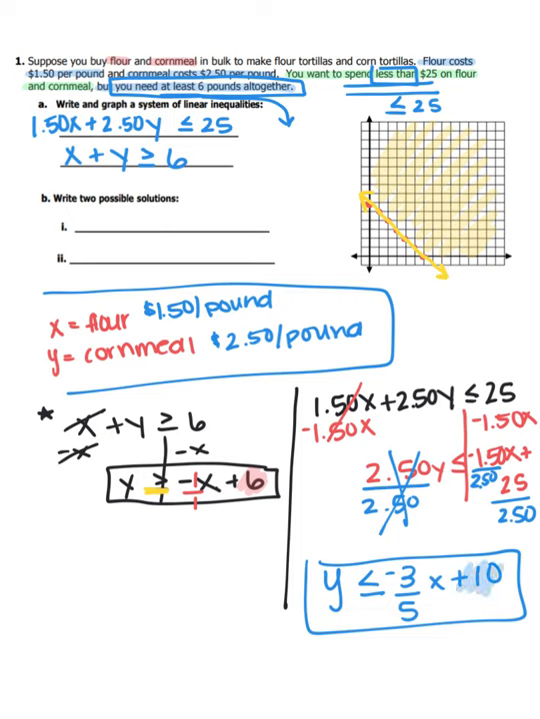Start at your y-intercept, which is 10. So I'm going to go up to 10 and put my dot. My slope on this one is negative 3/5, so that's down 3 and right 5. Down 3, right 5. Down 3, right 5.